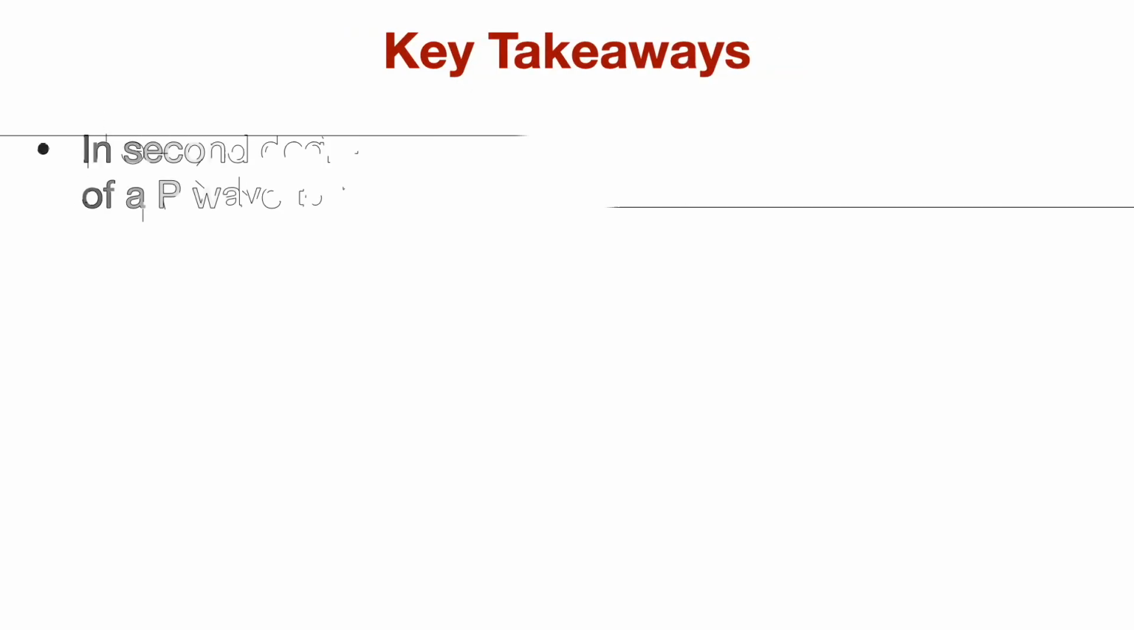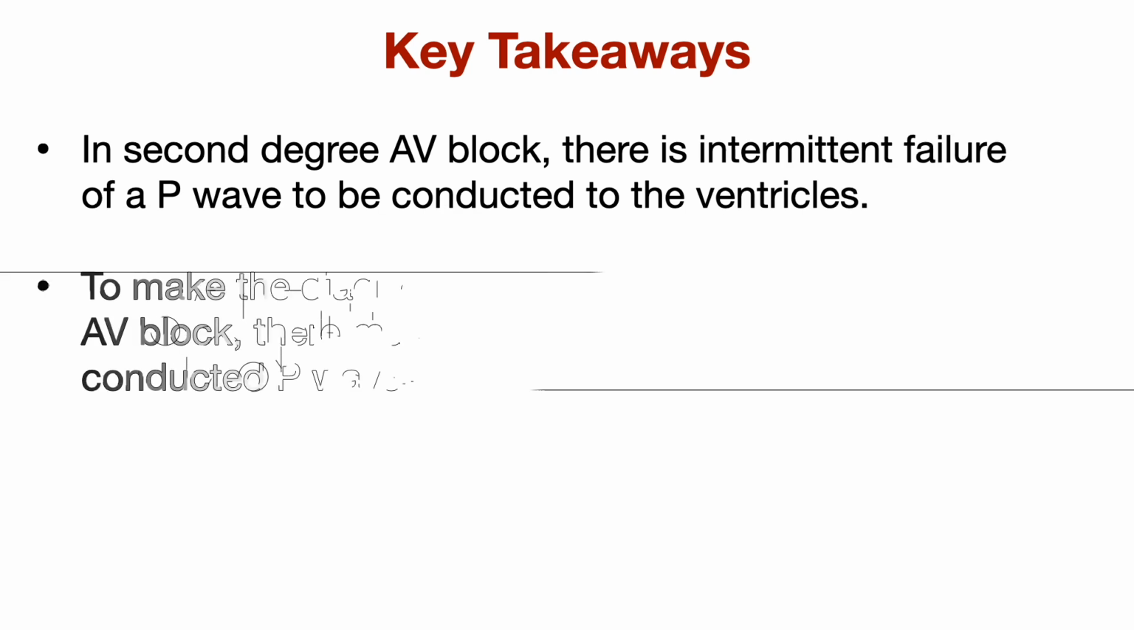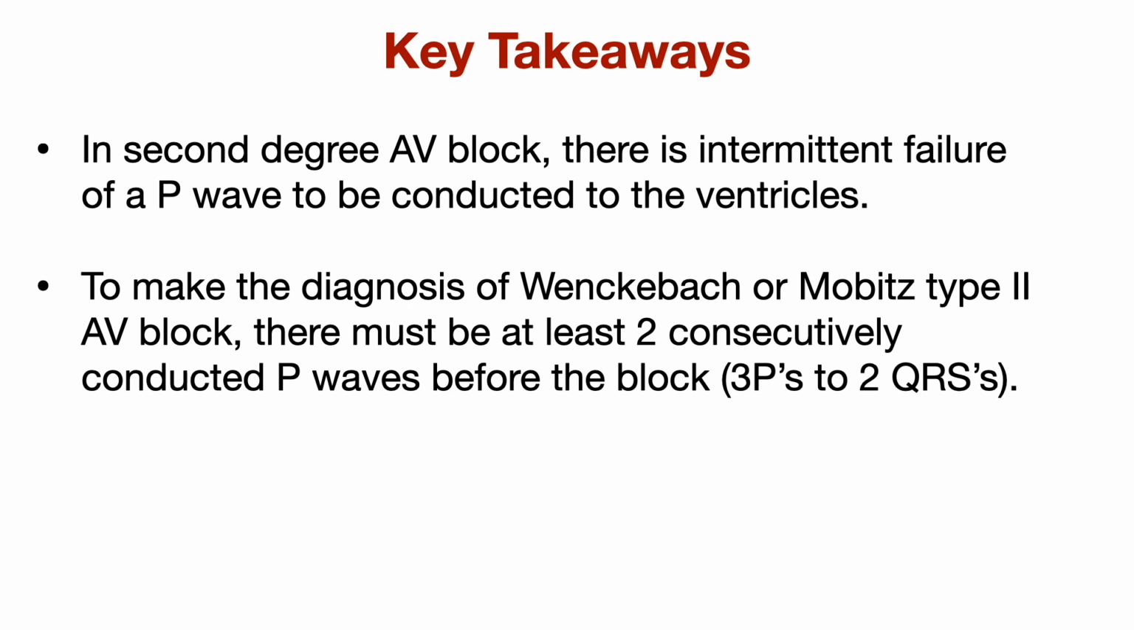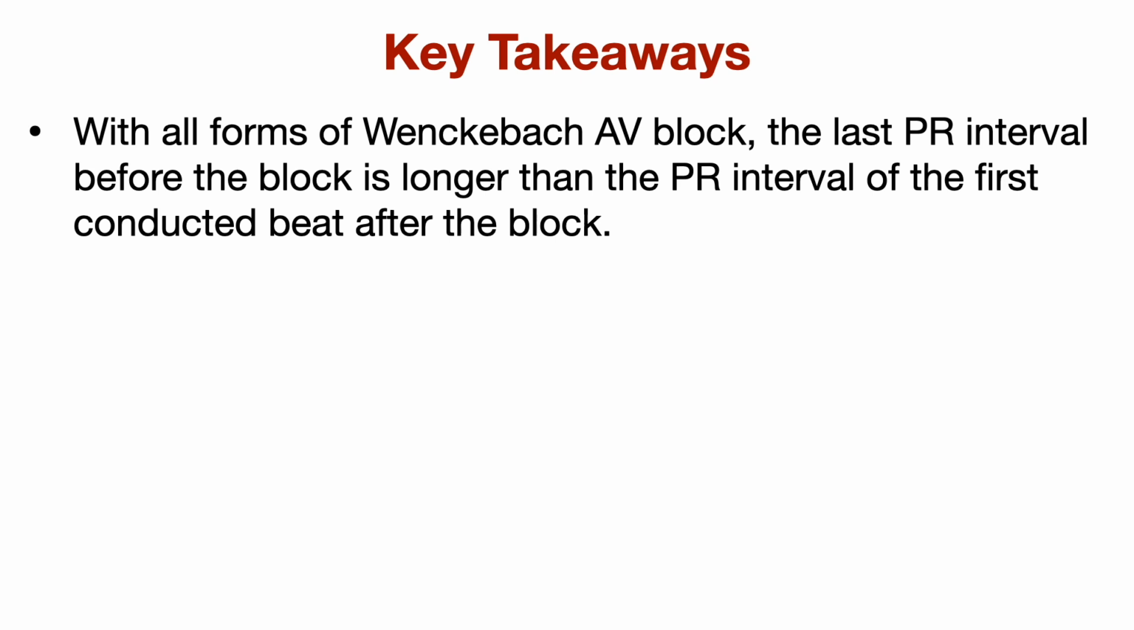1. In second-degree AV block, there is intermittent failure of a P wave to be conducted to the ventricles. 2. To make the diagnosis of Wenckebach or Mobitz type 2 AV block, there must be at least 2 consecutively conducted P waves before the block, 3 Ps and 2 QRSs before the block. 3. In Wenckebach second-degree AV block, the PR intervals are variable before a single block P wave, and over 50% do not conform to the traditional form. 4. With all forms of Wenckebach AV block, the last PR interval before the block is longer than the PR interval of the first conducted beat after the block.